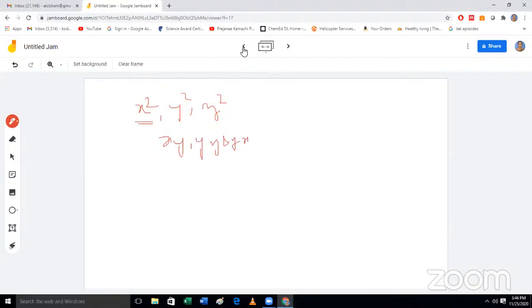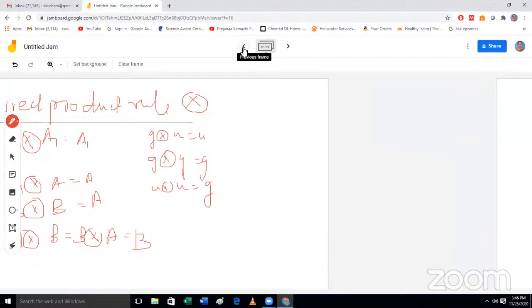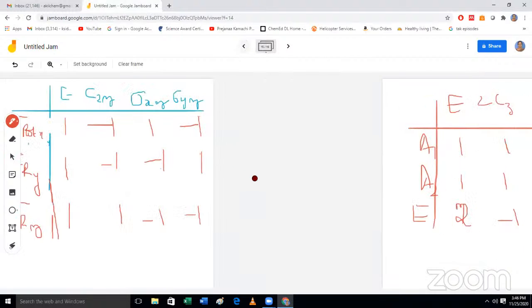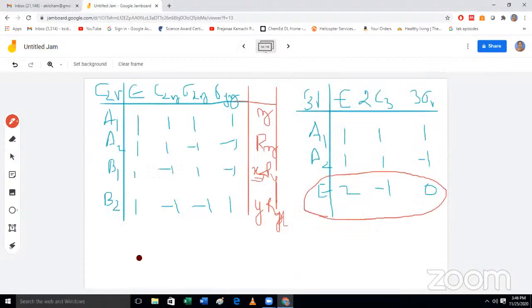So now x squared, where did we see x? x is here. So when we look at x squared, it is x direct product x. So what is x direct product x? B1 direct product B1. So x squared is equal to B1.